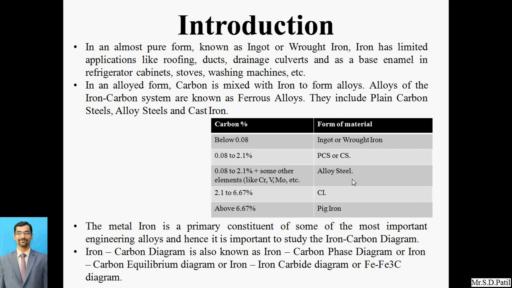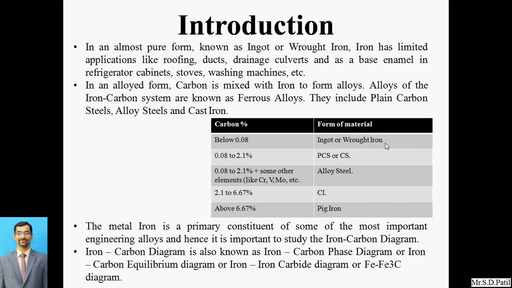I would like to mention here that the carbon percentage varies from 0.08, or we can say 0%, to a maximum of 6.67%. So iron, cast iron. When iron is in the pure form, either ingot or wrought iron, it is called wrought iron. So the famous word is wrought iron.